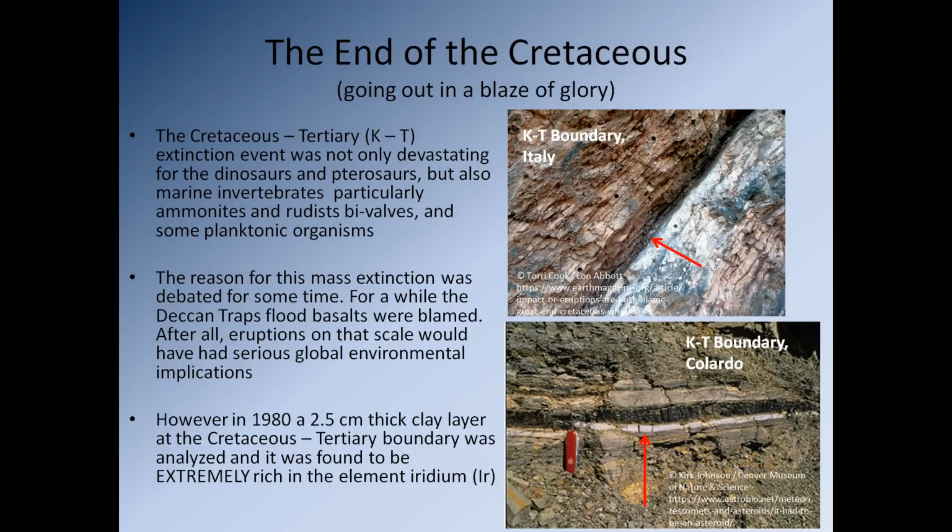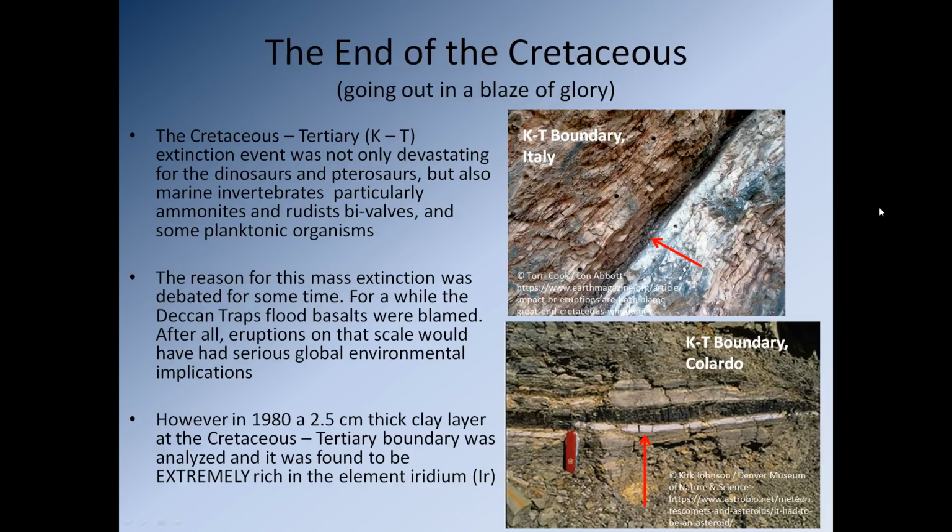Well, okay, so the Cretaceous Tertiary boundary, which is sometimes referred to as the KT boundary, extinction event was not only devastating for the dinosaurs and the pterosaurs, but also it did a lot of damage to marine invertebrates, particularly ammonites and rudist bivalves. You remember the rudist bivalves were the organisms that made up the reefs during the Mesozoic, especially during the Cretaceous. And we also see a lot of damage being done to the planktonic organisms in the oceans, essentially the photosynthesizing organisms in the oceans, your diatoms, dinoflagellates, and coccolithophores.